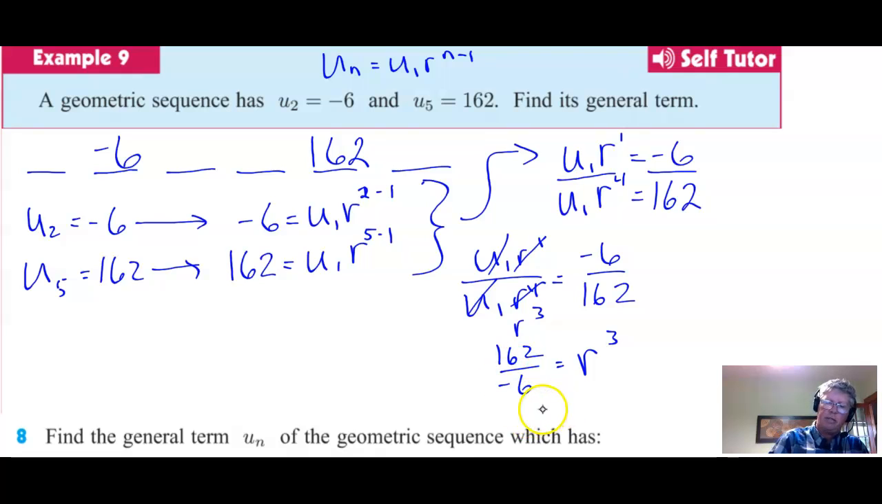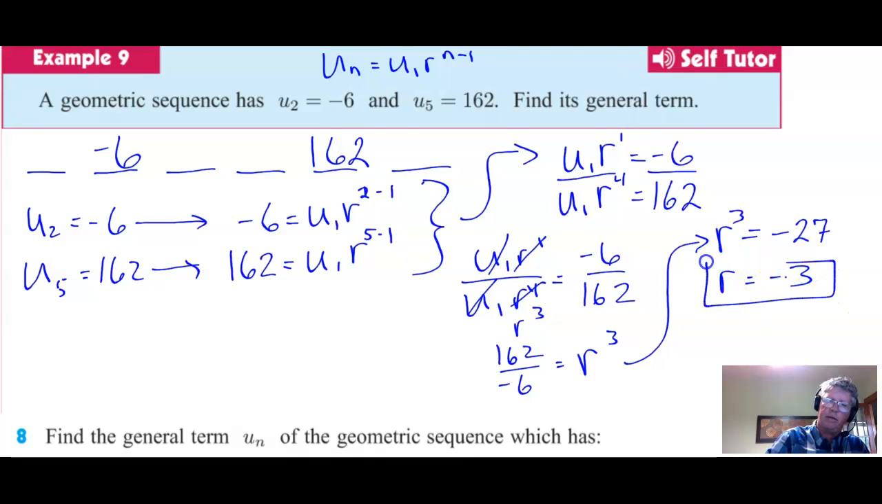And that gives us r cubed is equal to negative 27. Cube root of negative 27 is negative 3. Hey, we're trying to find the general term. That means we need to find the first term and r. We already have r. We're going to plug that in and get the first term. Or maybe just look at the second term. Instead of multiplying by negative 3, I would probably divide by negative 3 to go backwards. So I'll leave that one up to you.